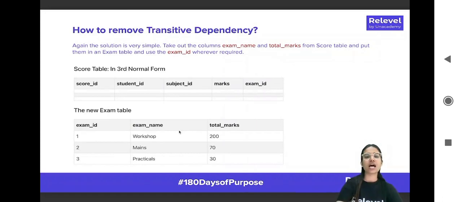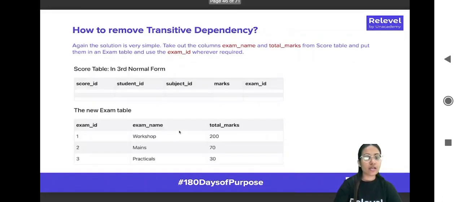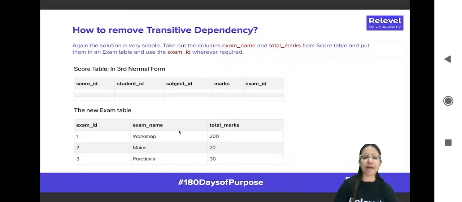Okay, so that is how it basically works over here, right? Now, how did it really help over here? First of all, we did not have to write exam name again and again everywhere and total marks again and again everywhere, right? Multiple students could be giving the same exam, so you would have to write the same exam name and total marks again and again. Here, you are just using exam ID, and it is helping you to not write a lot of redundant code. All right.